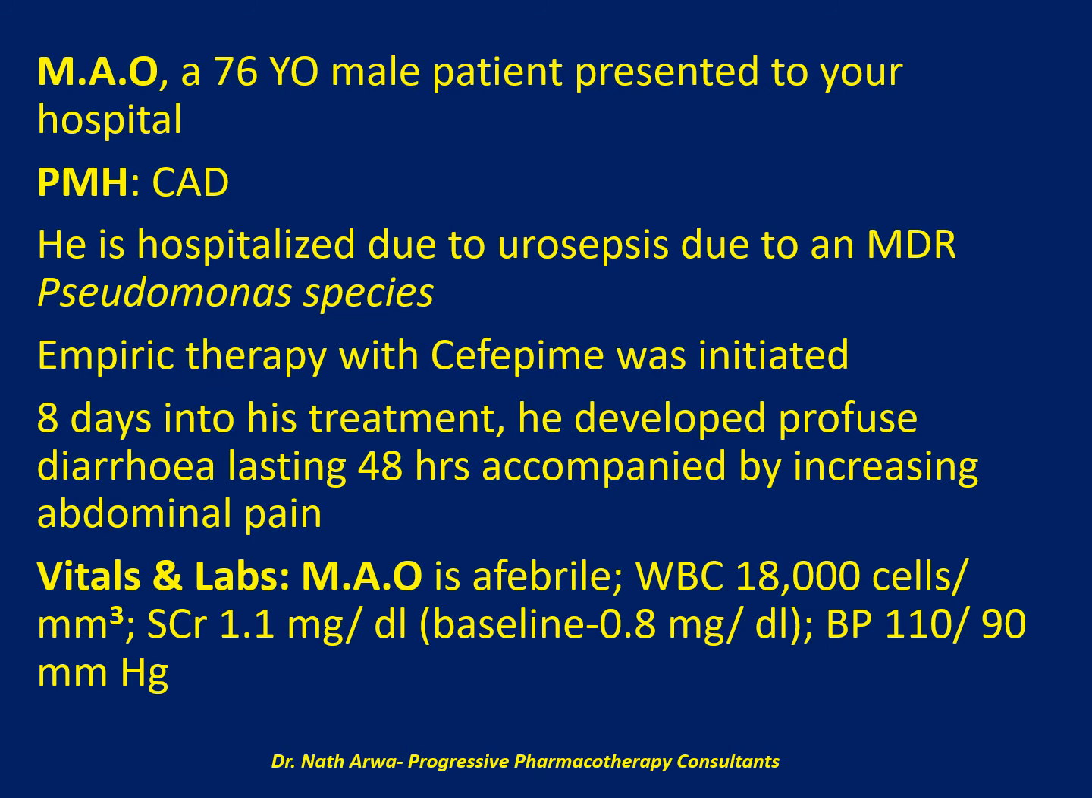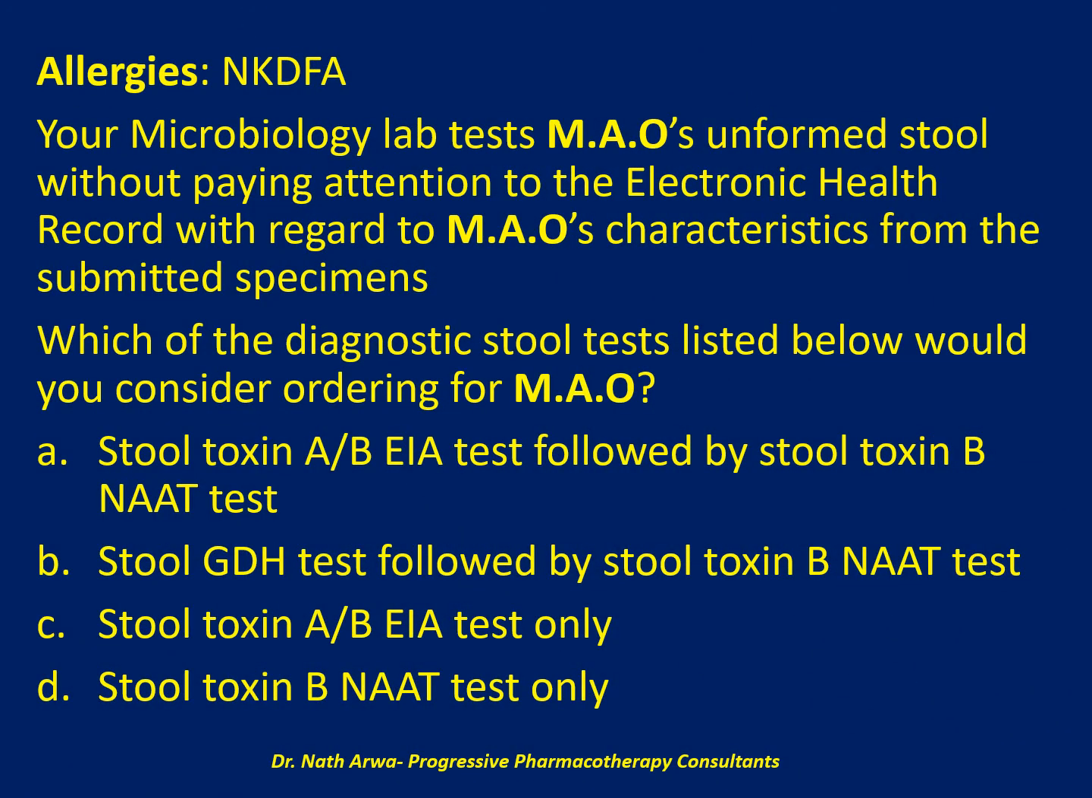Some of his vitals and labs include the fact that he's febrile, the WBC is 18,000, the serum creatinine is 1.1 at the moment. At baseline it was 0.8 milligrams per deciliter, and his blood pressure is 110 systolic and 90 diastolic. And you establish this patient has no known drug or food allergies, and your micro lab tests the unformed stool without paying attention to the electronic health record with regard to MAO's characteristics from the submitted specimens.